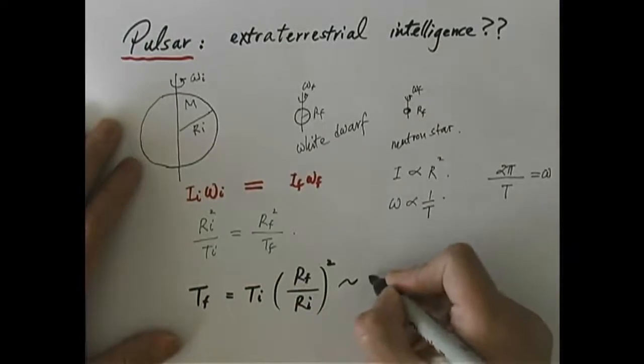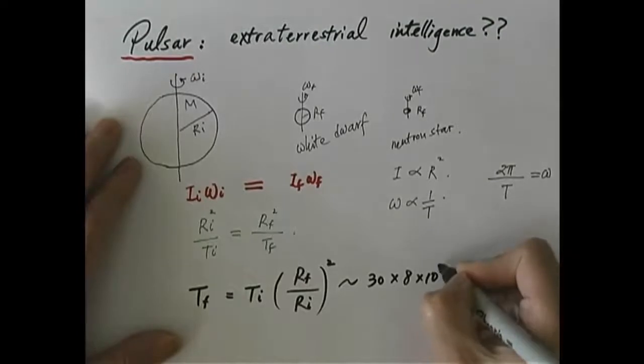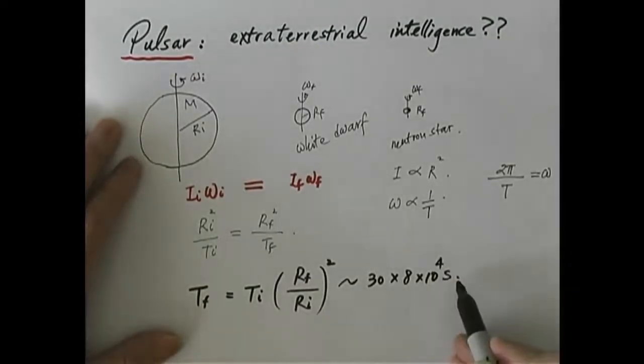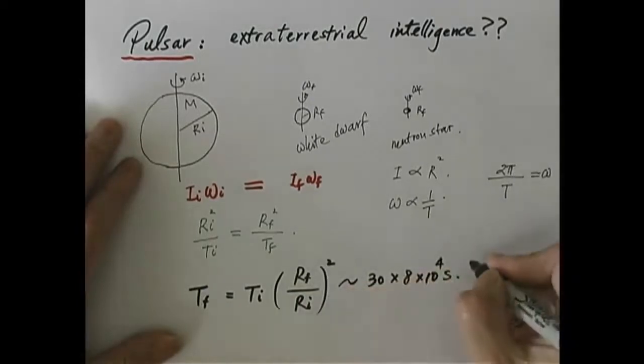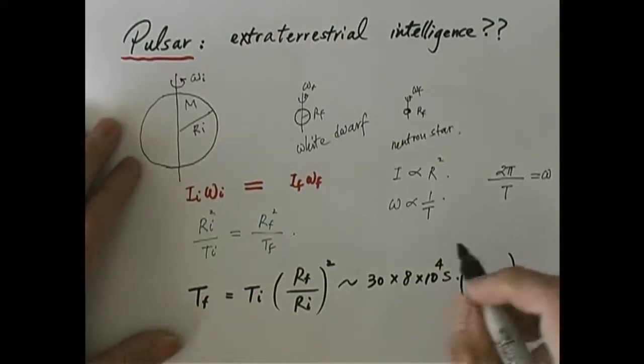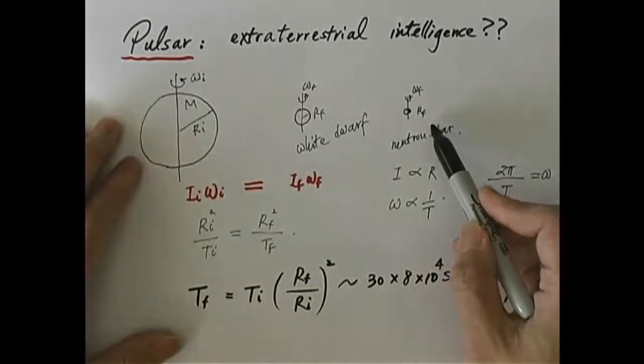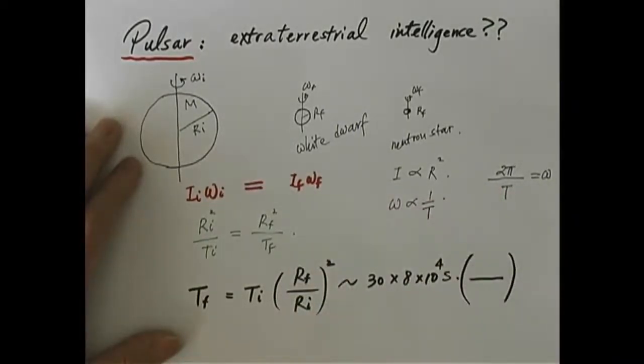So it's 30 times 80,000. That's 8 times 10 to the 4 seconds, 30 days times the ratio of R final over R initial. What's R final? Well, that depends on whether it shrinks to a white dwarf and stops or whether it continues to shrink into a neutron star. If something has about 1.5 to 2 times the mass of our sun, it's going to shrink to a neutron star. And for a neutron star, we're looking at a few miles of radius. So in terms of meters, the final radius is about 10 to the 4 meters only.